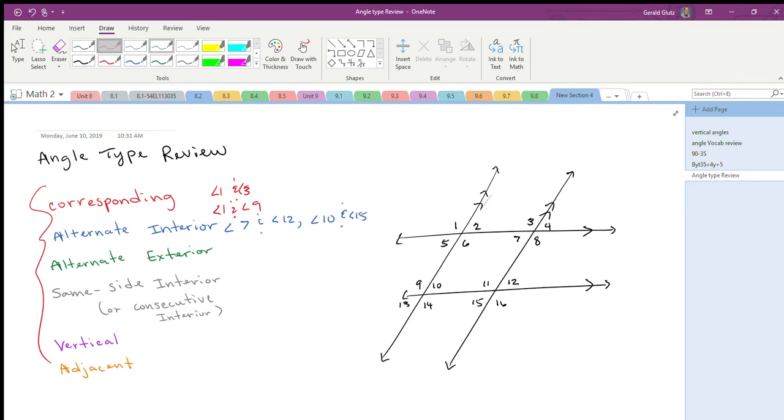Alternate exterior. So 9 and 16, angle 9 and angle 16 would be an example. So if I look, they both touch this line. That's the transversal. They are on alternate sides of the transversal, and they are both on the outside of these two lines. Neither one is in between, so they're both on the outside. So alternate exterior. Another example of alternate exterior would be angle 3 and angle 16.